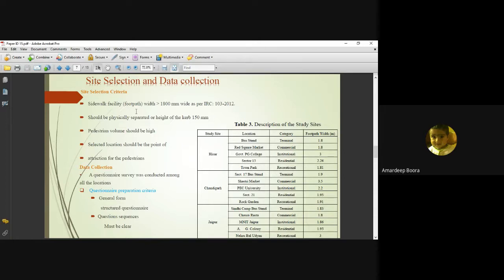Okay, for the pedestrian data collection, a questionnaire was prepared. The questionnaire should be general, structured, and very easy for every person to understand, whether educated or non-educated. Therefore, three study sites, Hisar, Chandigarh, and Jaipur, were selected. The different locations, as you can see, come under the categories of terminal, commercial, institutional or residential, and recreational. So all categories were considered for the study.